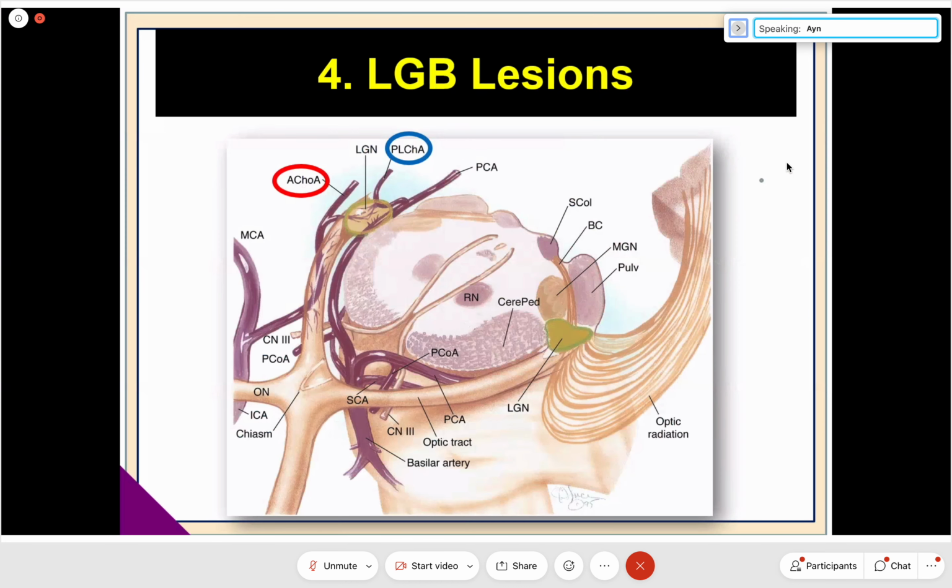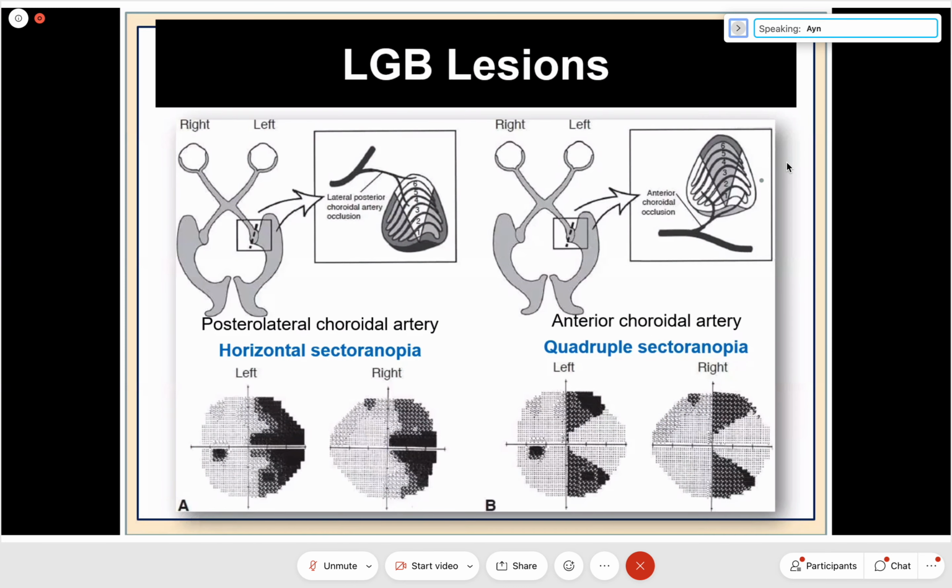Okay, it's okay. Now we move to the next part, the lateral geniculate body. The lateral geniculate body is a part of the thalamus. What is important here, you need to know that it has a dual blood supply. The posterolateral choroidal artery receives blood supply from the posterior cerebral artery, whereby the anterior choroidal artery receives supply from the MCA. So this is the significance. This is the posterolateral choroidal artery, which gets supply from the PCA, the posterior cerebral artery. It supplies the central part of the LGB.